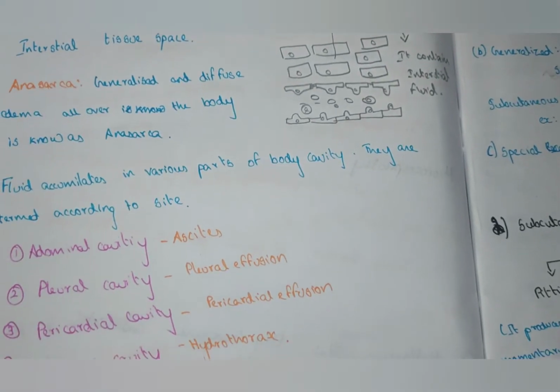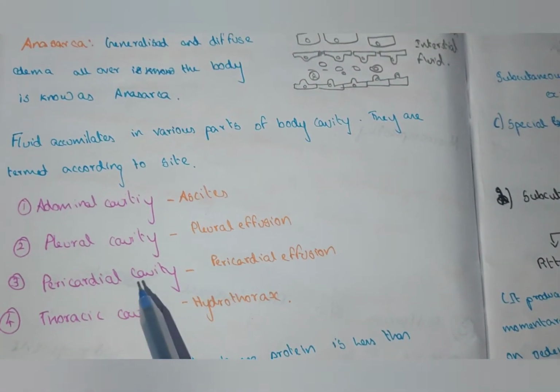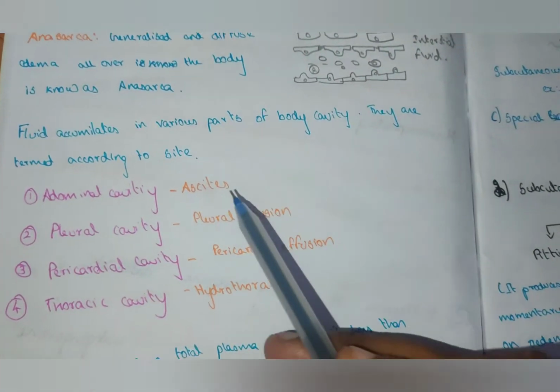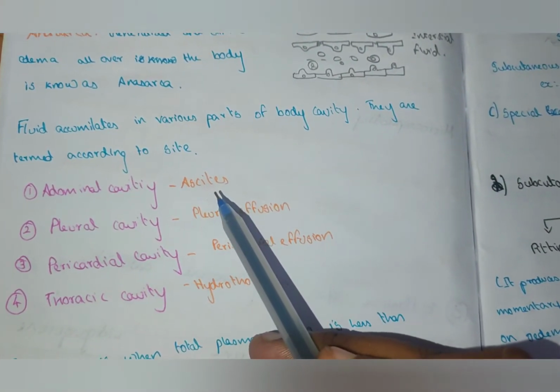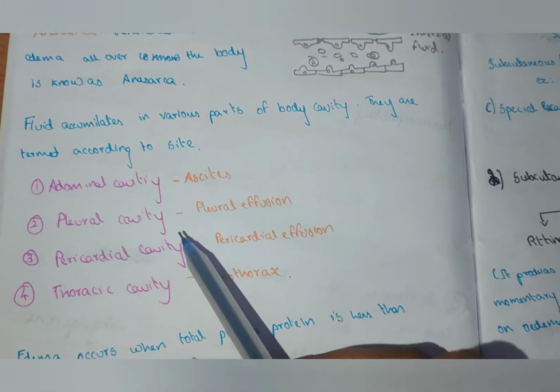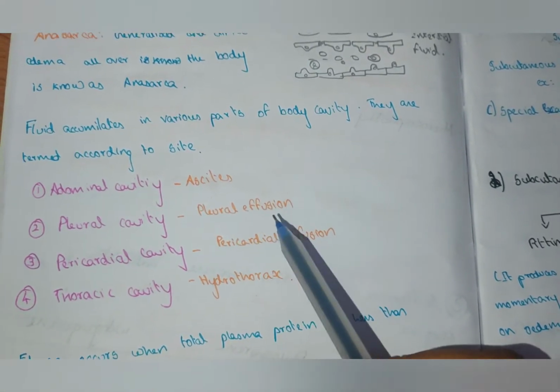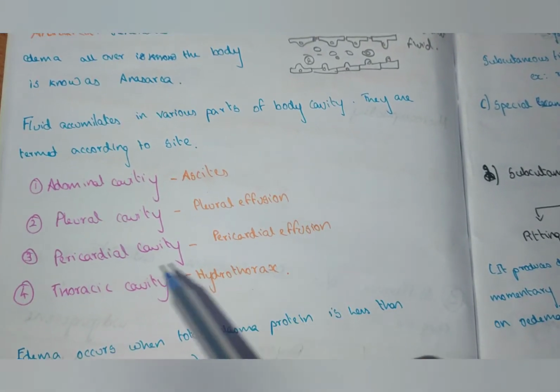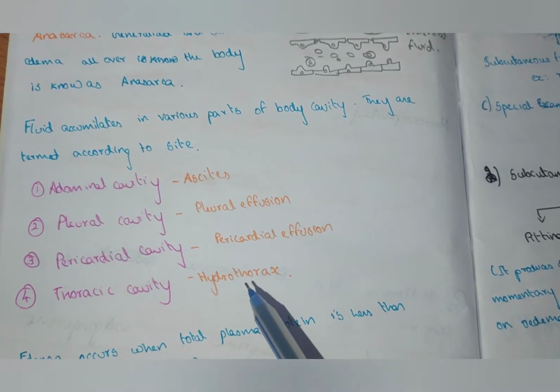Abdominal cavity, pleural cavity, pericardial cavity, thoracic cavity. Fluid in the abdominal cavity is known as ascites. In the pleural cavity, it is known as pleural effusion. In the pericardial cavity, pericardial effusion. In the thoracic cavity, hydrothorax.